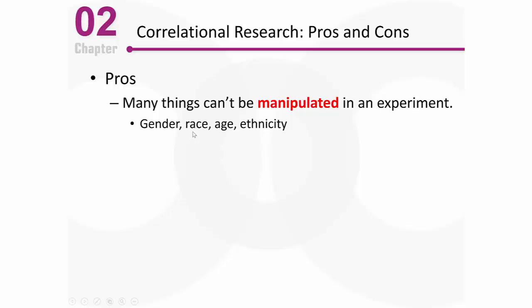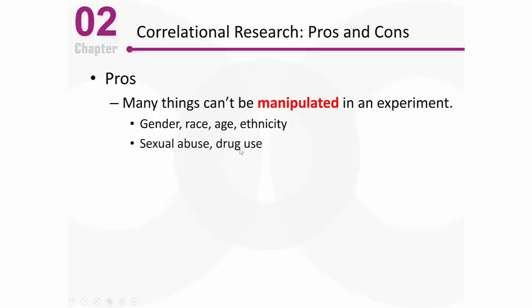These are things that in a laboratory experiment, I cannot control. All I can do is measure those variables because people, of course, come to the research study with these things already intact. I cannot manipulate them in an experiment, and that's what experiments are all about. So the primary pro for correlational research is I can measure anything in a correlational study.